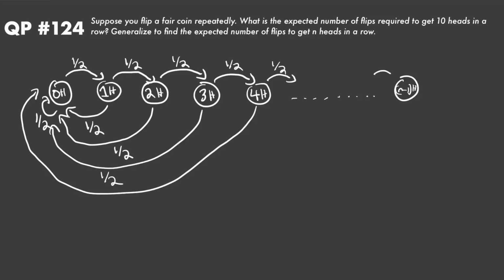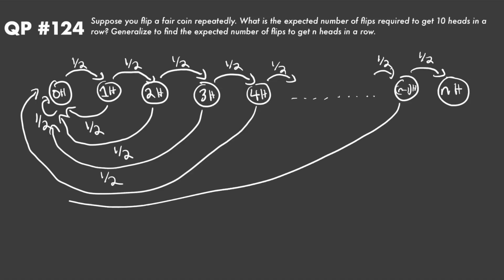I'll come from my n-2 head state with 1/2 probability, and I'll go to the promised land, my n head state, which is what we want to get. We want to get to this state right here where we flipped n heads in a row. I have a 1/2 probability of doing that, and again a 1/2 probability of going back to the 0 head state. Once I'm in this state, I'm done. So we want to find the expected number of flips to get from this state right here to this state over here. We're going to start with e sub 0 of x, as I'll call that.